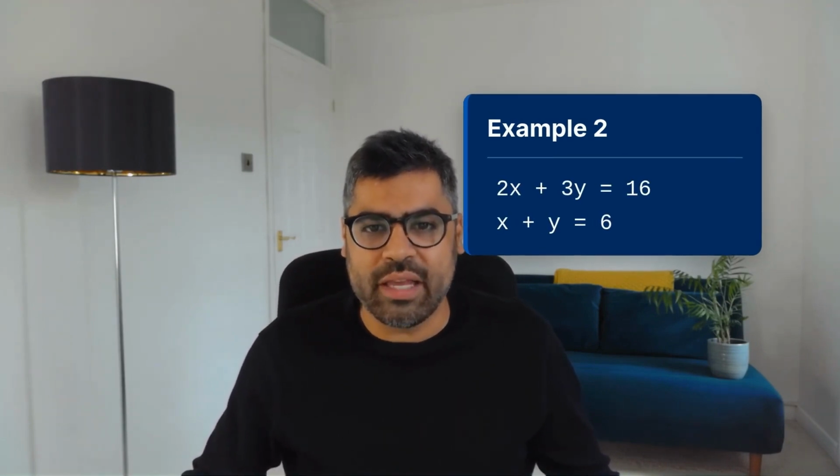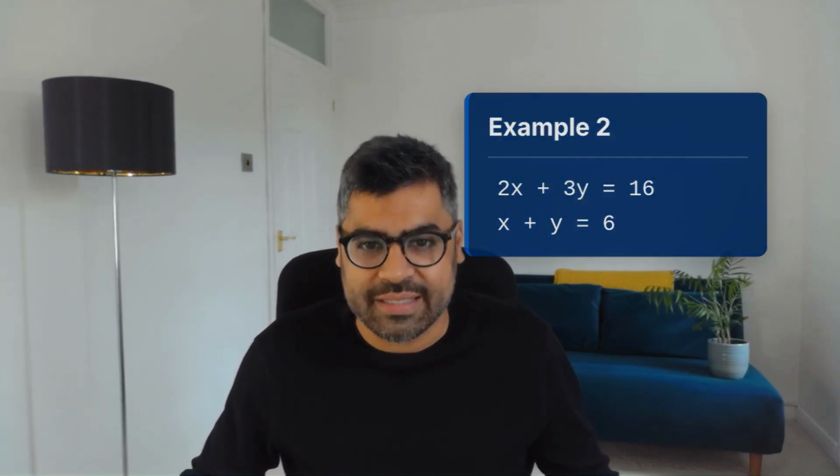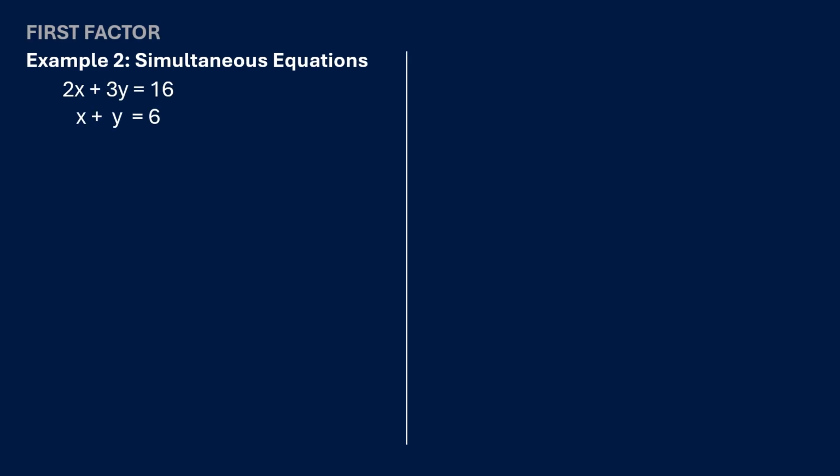Now for a harder one. Example 2. 2x plus 3y equals 16 and x plus y equals 6. So the first step, as always, is to label the equations 1 and 2, but you can see that our x and y values are different. What we can do is multiply the first equation by 1 and multiply the second equation by 2. When we do that, we have two new equations which we're going to label 3 and 4, and here you can see that our x values are now the same.